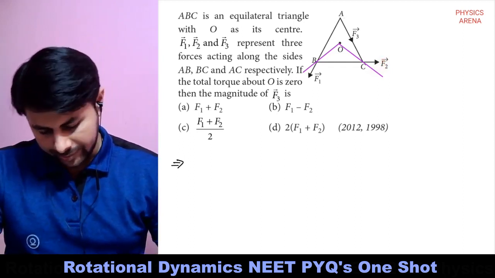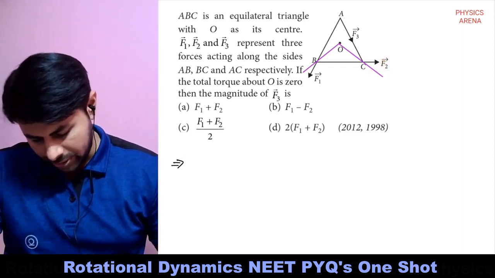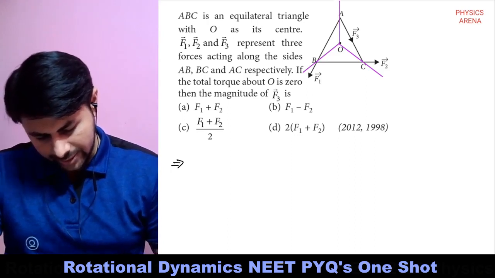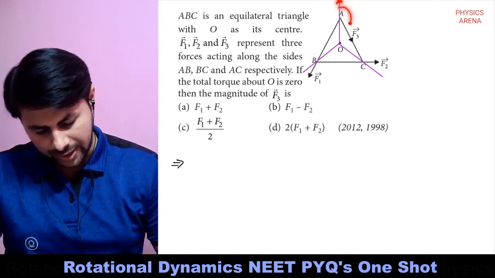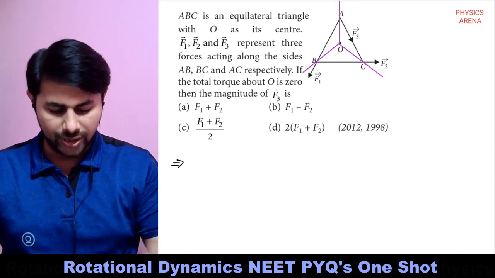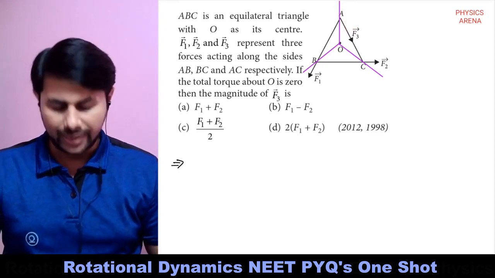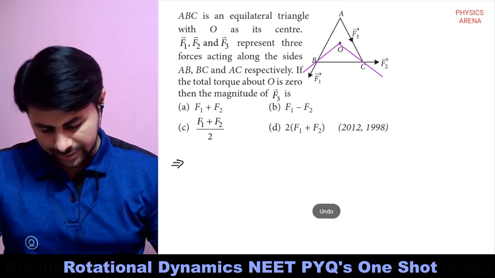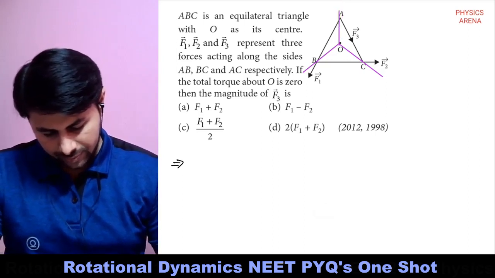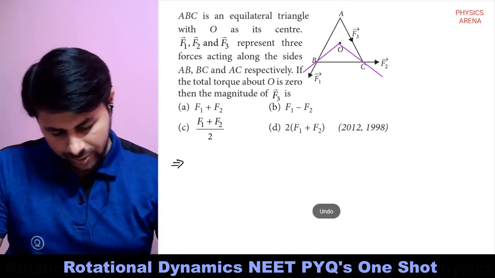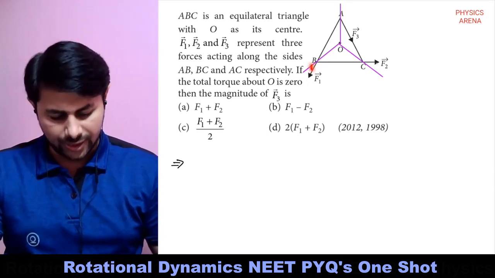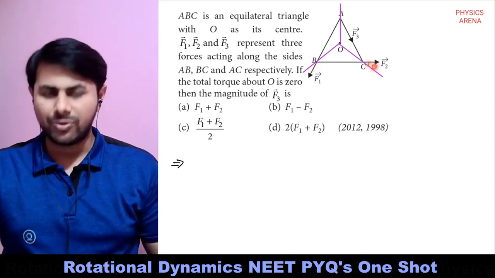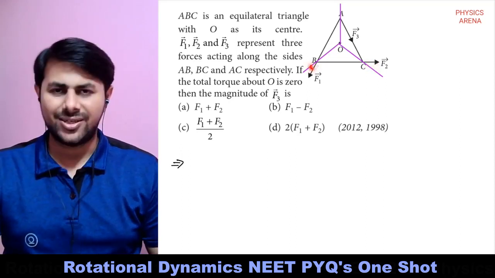And what about F3? Let's draw its position vector. It will be like this. If you take R cross F, this is R3, R3 cross F is rotating the body in clockwise sense. Okay, they are at the same distance. You can say this angle is theta, this angle is theta. How much will this angle be, by the way? This will be 30 degrees, right?